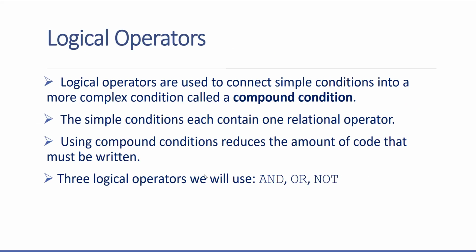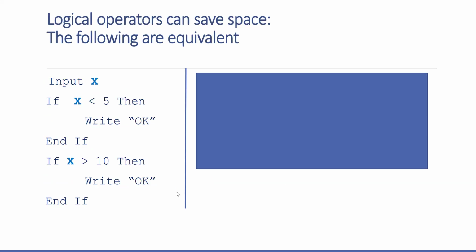All right, so this one is called logical operators. And the idea behind this is, well, let's just look at an example. Here we have two if statements. If you read them carefully, and I'll give you a minute to look at this, we input a value and check what that value was. If the value is less than 5, then write OK. If the value is greater than 10, write OK. So we're really writing OK if two conditions are true, right?